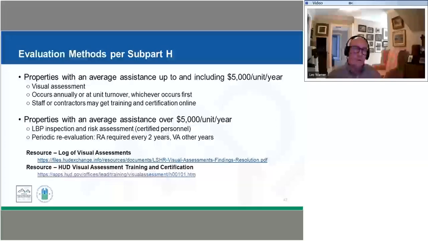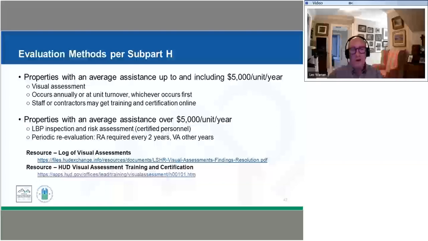So as that person is going through room by room, they would be able to use this sample document to record the details of their inspection, what they found, what they did not find, dated, signed, and that would also give you that paper trail that you need to be able to document that that was completed. So that's our lower tier requirement, units up to and including $5,000 per unit per year.